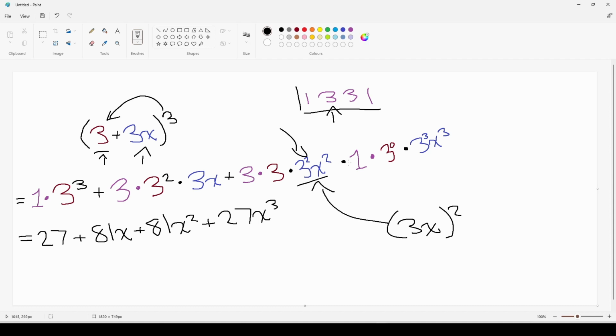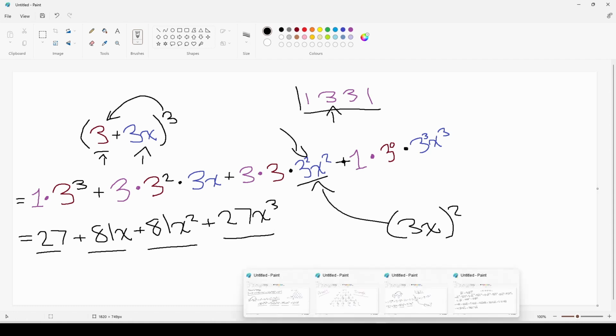And then that is multiplied again, this is supposed to be a plus 1 times 3 to the 0, which is just 1, times 3 to the 3rd x to the 3rd. And that leaves us with 27 plus 81x plus 81x squared plus 27x cubed.